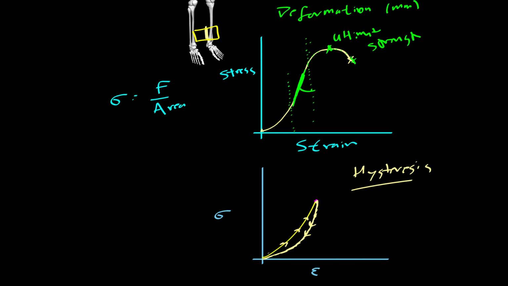And that refers to the fact that when we went up, we stored up this much energy. But when we went down, we only got back the area under this curve, which means that the area in the middle, meaning this amount of energy, is energy that's lost, usually to heat. So that's like an energy loss. And usually with a tendon, maybe it's about 10%. 10% of the energy is lost.